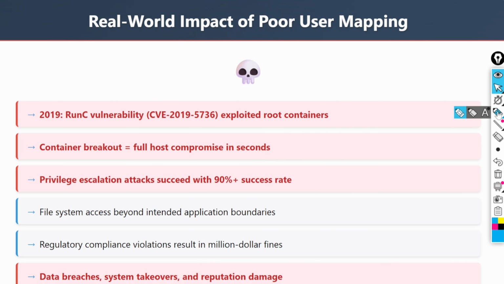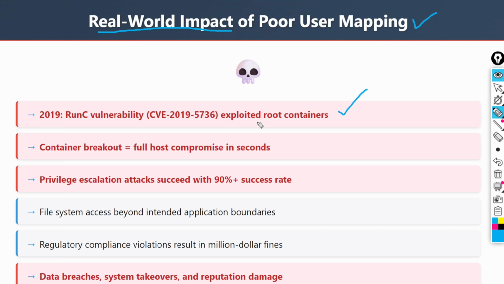Moving to the next slide, where we are going to deal with the real-world impact of poor user mapping. Till now we discussed a lot of information about D01, which is insecure user mapping. So with poor user mapping, what are the real-world cases, or what might be the impact of that?